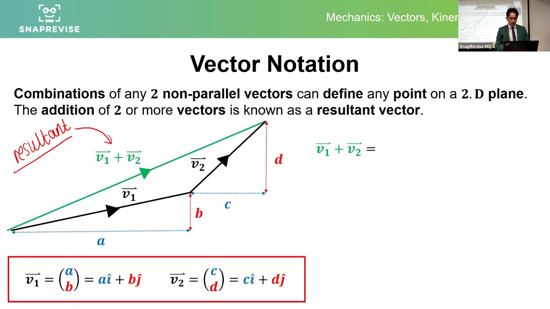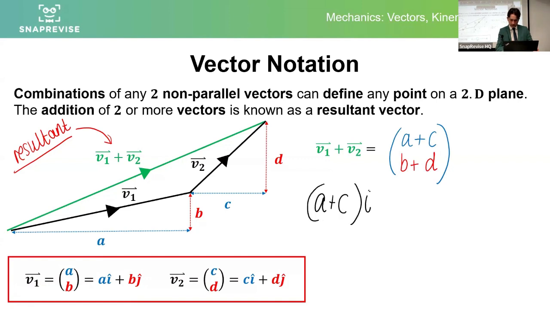So, for example, what we would have here for this one is across, it's gone A plus C, and then vertically, it's gone B plus D. Okay, and if you were to do it in the IJ notation, we would write that as A plus C i plus B plus D j. Okay, so it's just kind of knowing that.